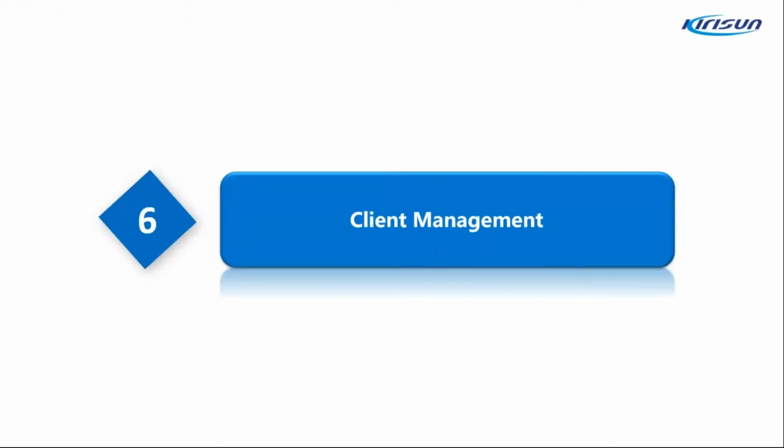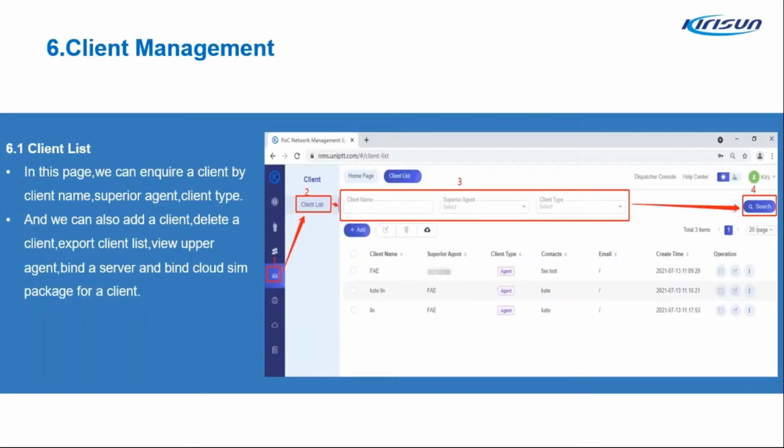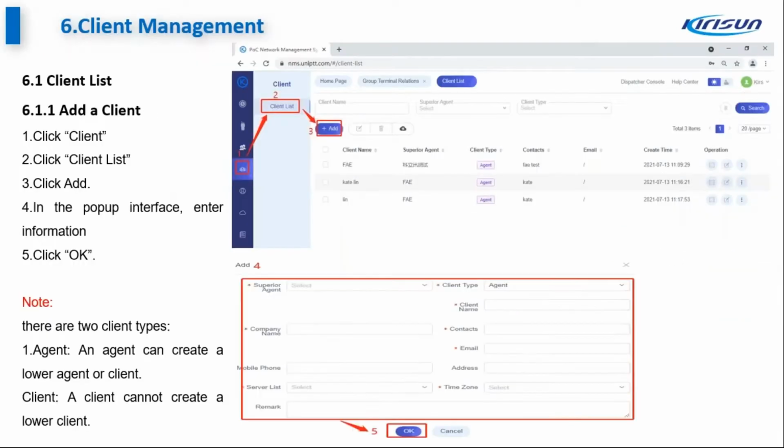Six is client management. Just click Client Management and click Client List. On this page, we can add a client, delete a client, export the client list, view upper agent, buy a server, and buy closing package.